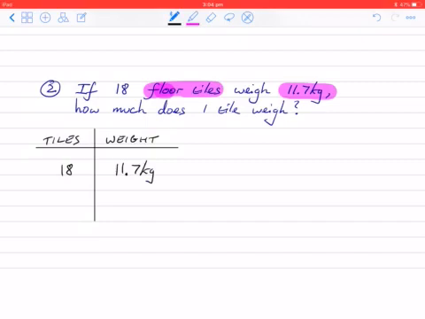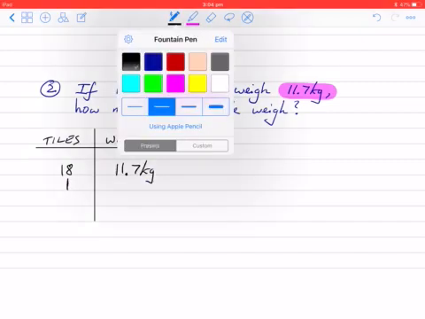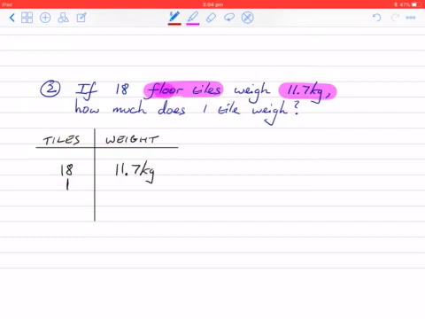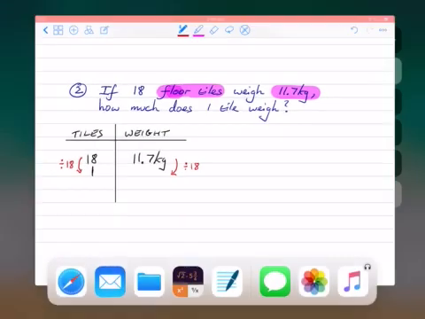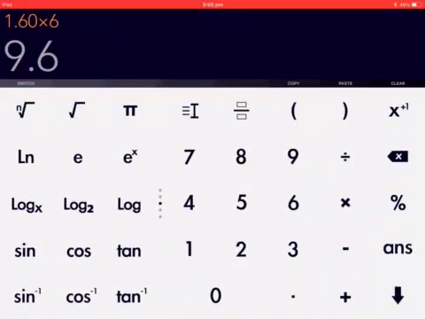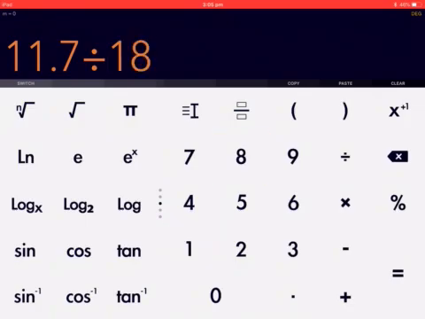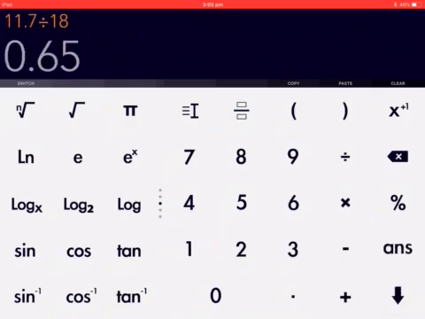Now this question is kind of going in reverse. We want to know how much 1 tile weighs. So I'm going to put 1 in here. What did we do? We changed 18 into 1. This time I didn't multiply, I divided. So divide by 18, and do the same on the right here. So 11.7 divide by 18. Right, let's try that. 0.65.